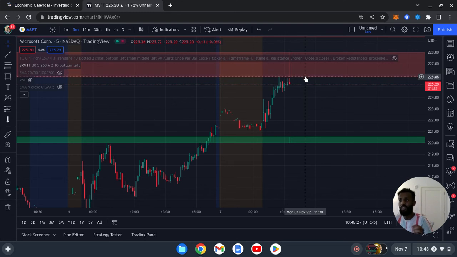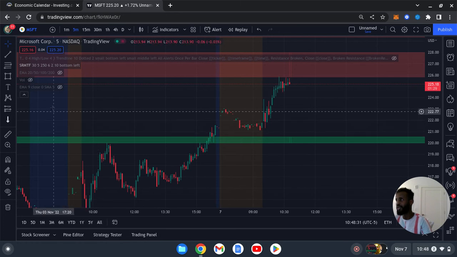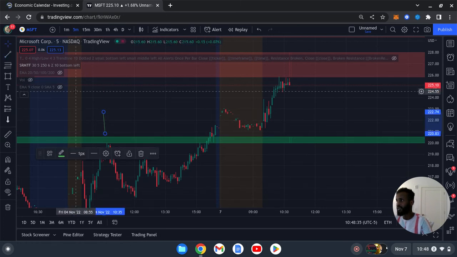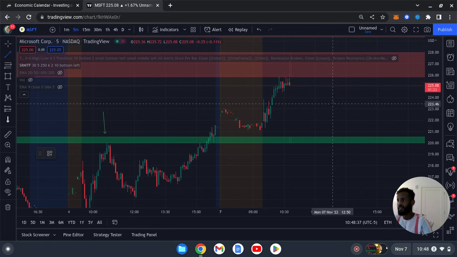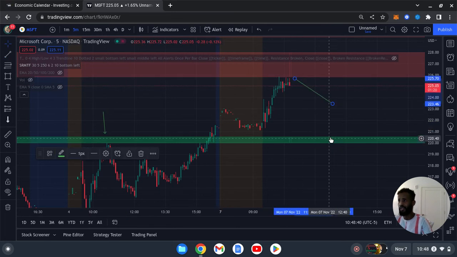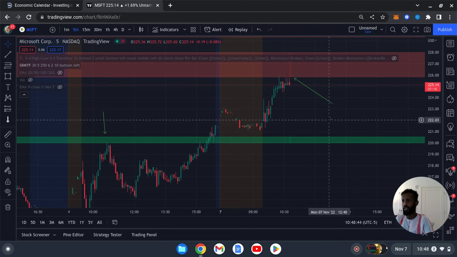So these are the only places that you should be making trades. You should only be looking for trades at supply zones, and at demand zones. Those are the only places that you should be looking for trades.